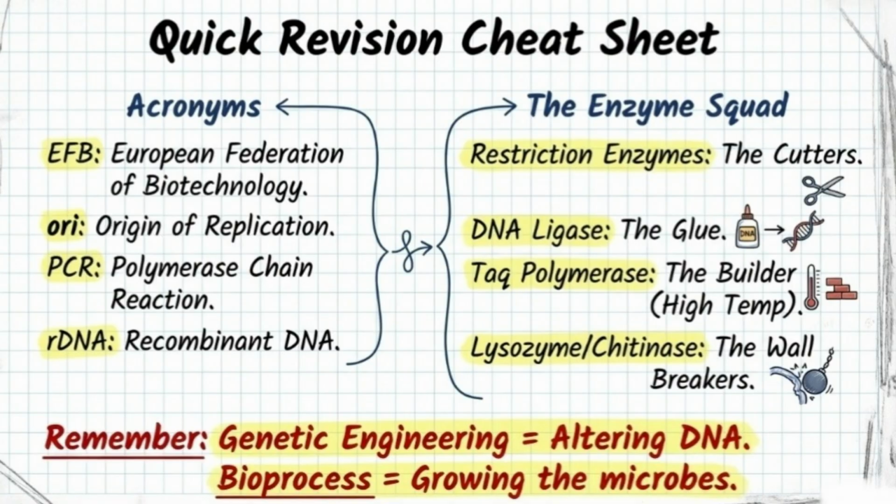Now let's meet the enzyme squad. Restriction enzymes, the cutters. They cut DNA at specific sites. DNA ligase, the glue. It joins DNA fragments together. Taq polymerase, the builder. It works at high temperature during PCR. Lysozyme and chitinase, the wall breakers. They break cell walls to release DNA.